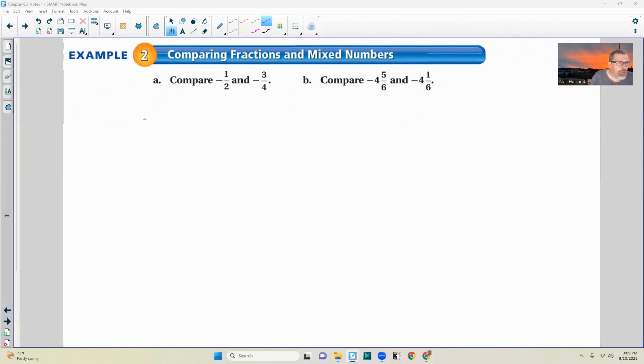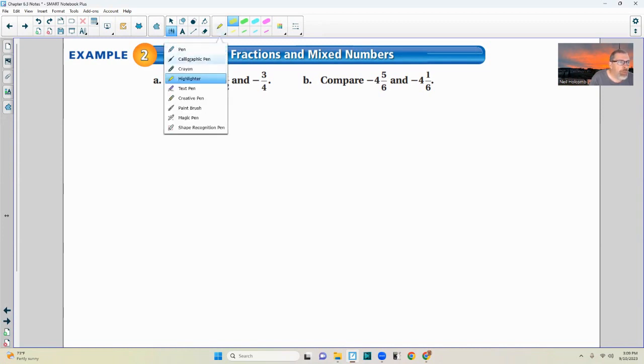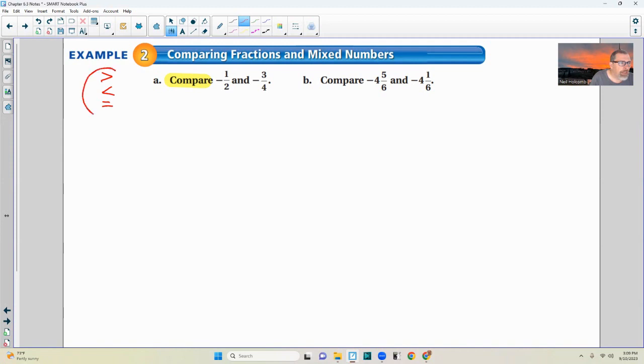Okay, so here's example 2. Now, notice what it says. Compare fractions and mixed numbers. So we want to compare these two fractions. Whenever you see the word compare, we are going to come up with an answer that's either greater than, less than, or equal to. Okay, these are the three possible things we could use.